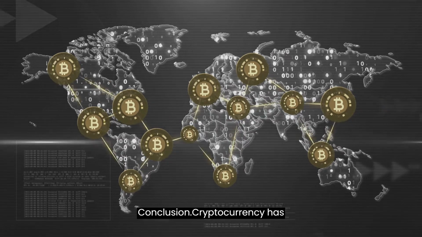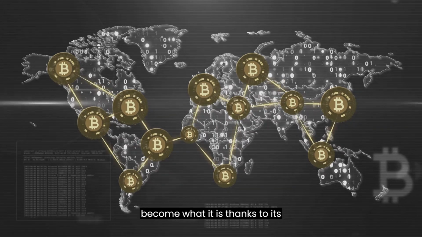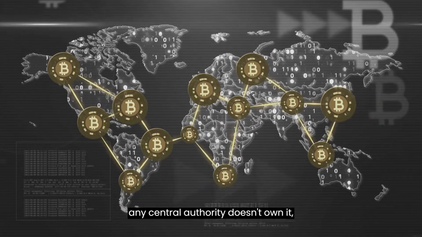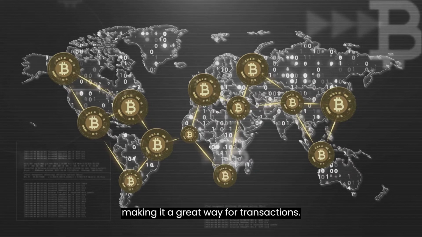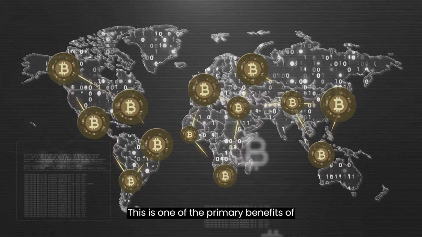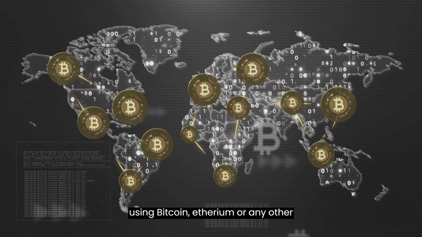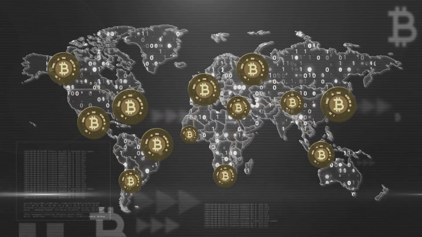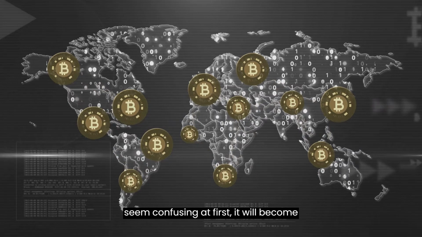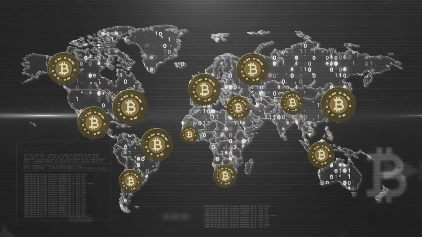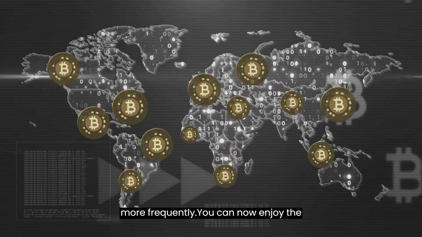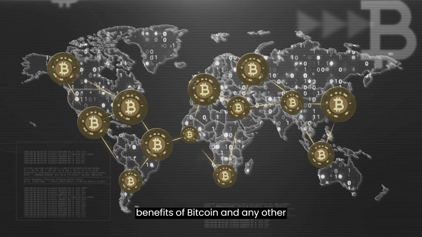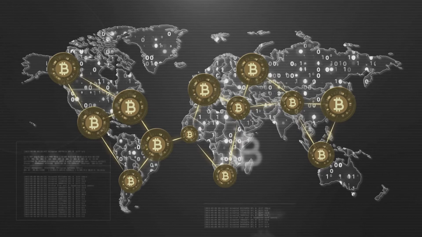Conclusion: cryptocurrency has become what it is thanks to its blockchain technology and the fact that no central authority owns it, making it a great way for transactions. This is one of the primary benefits of using Bitcoin, Ethereum, or any other form of cryptocurrency. While the idea behind creating a blockchain address may seem confusing at first, it will become more familiar as you begin to use it more frequently. You can now enjoy the benefits of Bitcoin and any other cryptocurrency by looking into different blockchain addresses.